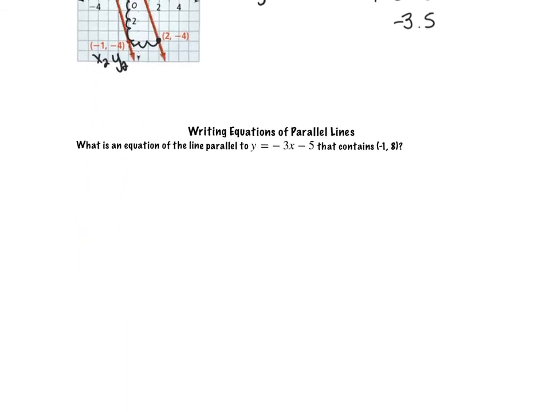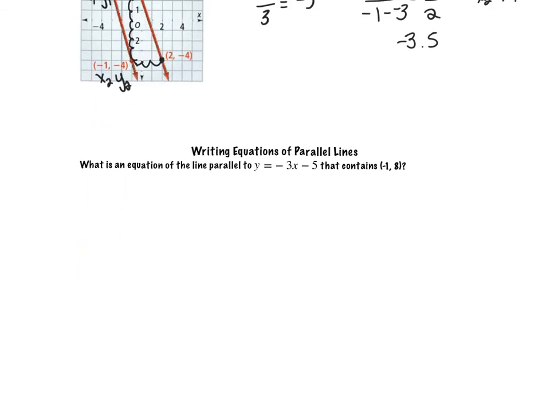All right, so continue on. If I want to write an equation for a line that's parallel to y equals negative 3x minus 5, but also goes through that point, I ask, what's my new slope going to be? Well, I have to match this slope if they're going to be parallel. So I have negative 3 as my slope, and I have that point of negative 1, 8.